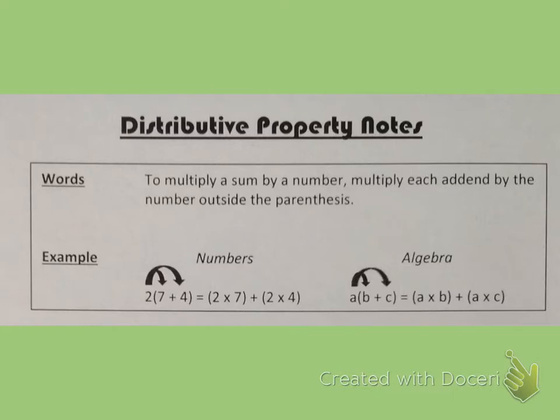So with numbers, we can see the number on the outside multiplies each of the numbers on the inside. And with algebra, you can see the same thing with the letters. A is on the outside of the parentheses, B plus C is on the inside, so we'll do A times B plus A times C. So that is the distributive property in a nutshell.